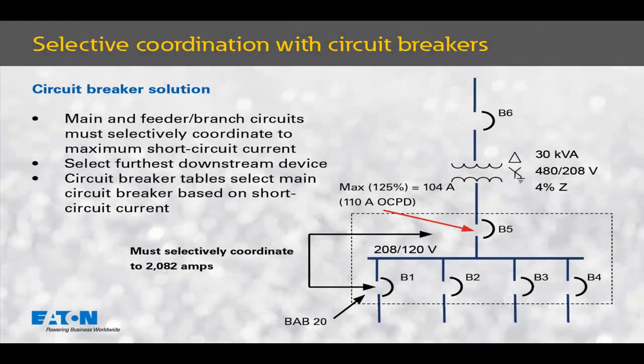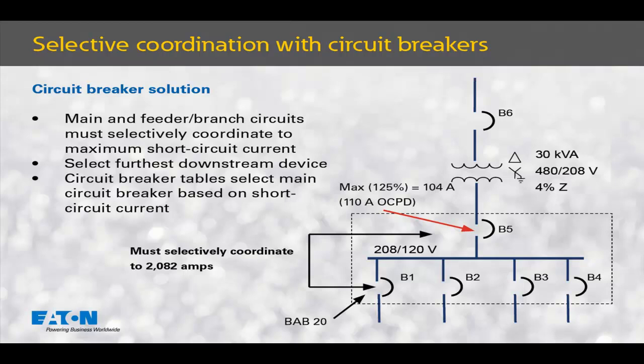First, we'll focus on the secondary of the transformer and select the main and branch devices in this panel board. The largest circuit breaker in the panel board branch locations, circuit breakers B1 through B4, is a 20 amp device. We're going to use the Eaton BAB20 as the device in that location.